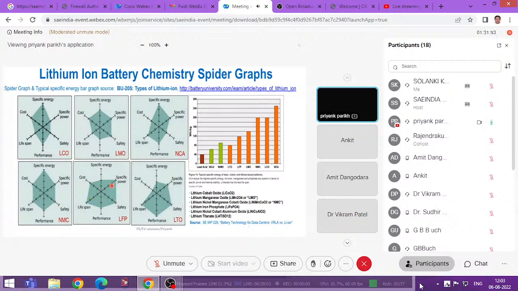Okay. And then LTO, huge cost. What is LTO basically? Lithium titanium. You know what the cost of titanium is, so it will be very costly. Specific energy is also not that good, even though it is good in other parameters like lifespan, performance, and safety. But basically, it should be in a budget, right? EV is already expensive. So now tell me, if you were to design your EVs, which chemistry would you prefer and why?